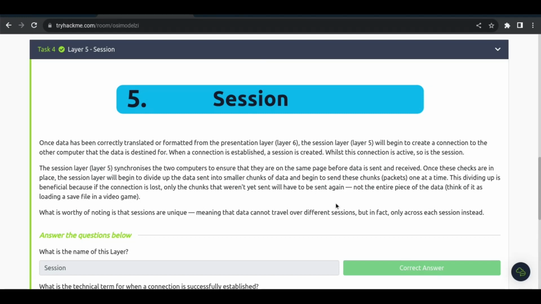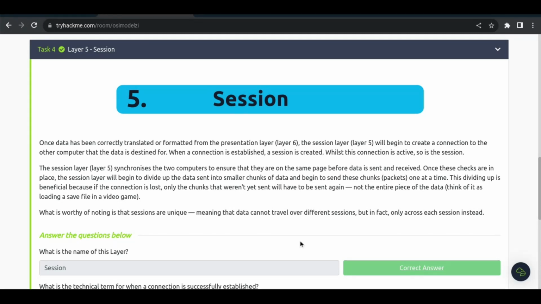Once these checks are in place, the session layer will begin to divide up the data sent into smaller chunks of data and begin to send these chunks, packets, one at a time. This dividing up is beneficial because if the connection is lost, only chunks that weren't yet sent will have to be sent again, not the entire piece of the data. Think of it as loading a save file in video games.